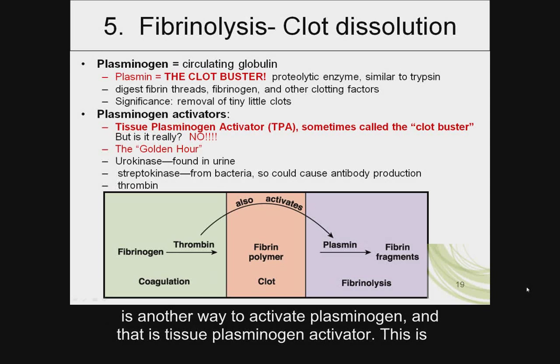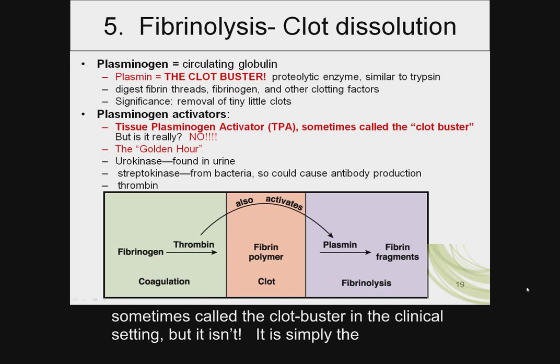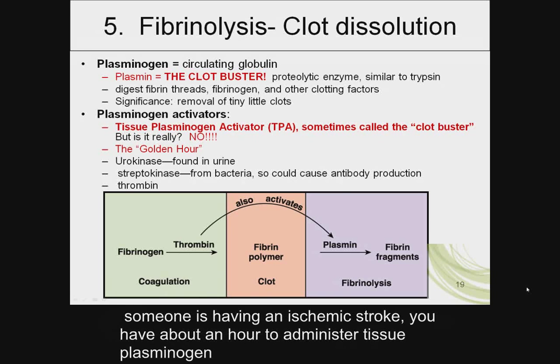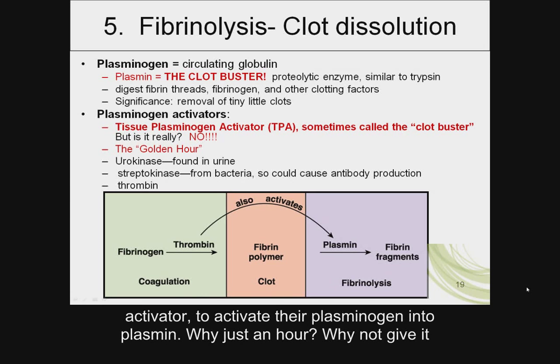There is another way to activate plasminogen, and that is tissue plasminogen activator. This is sometimes called the clot buster in the clinical setting, but it isn't. It is simply the activator of the clot buster. Plasmin is the true clot buster. For example, if someone is having an ischemic stroke, you have about an hour to administer tissue plasminogen activator to activate their plasminogen into plasmin.